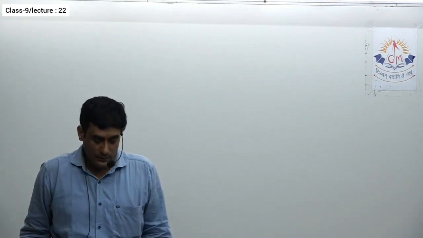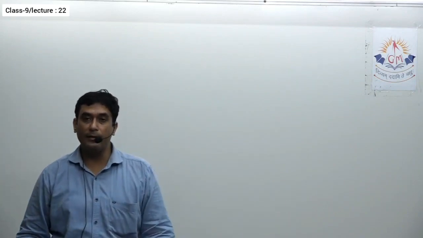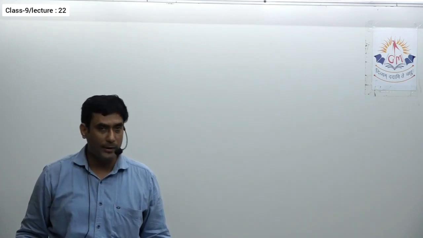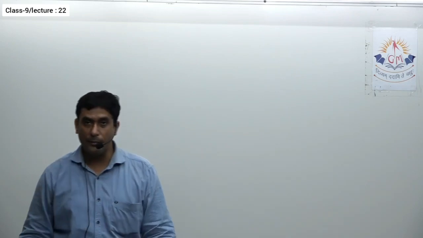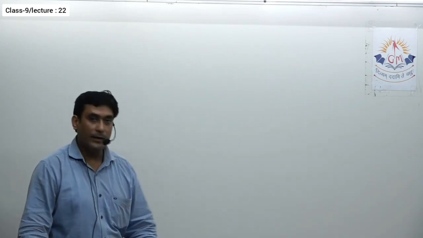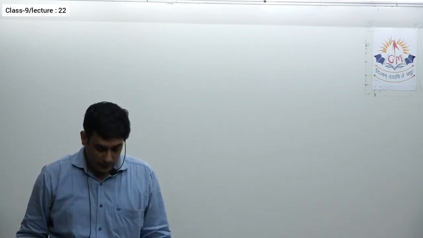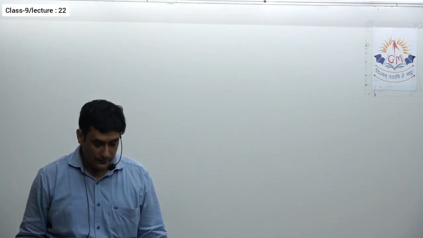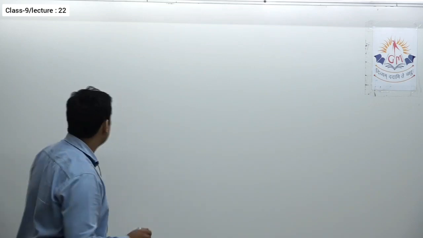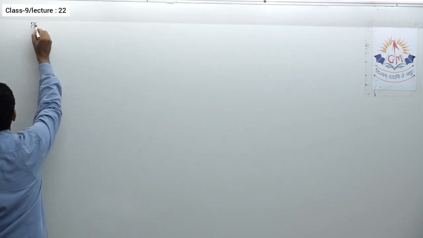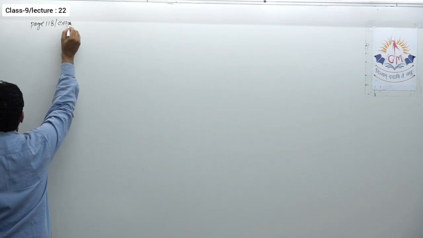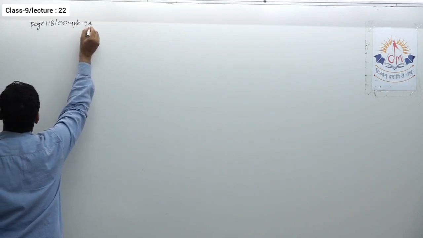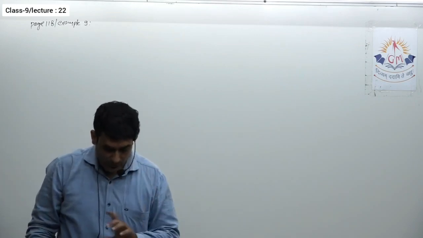Hello friends, in last lecture we saw the identities of a plus b whole cube, a minus b whole cube, a cube plus b cube, a cube minus b cube, and the questions based on that. Now in this lecture we will continue with the same. So here is the very first question, that I am taking from page 118, example 9. However, this is a very easy question, but still we'll start with this.